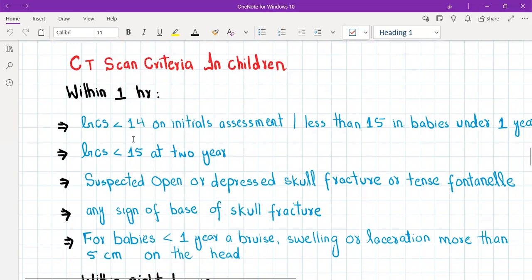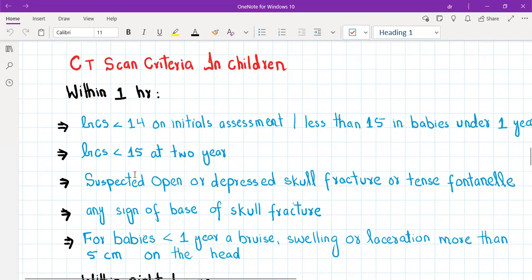In adults, it was less than 13 on initial assessment, but in children, the criteria is more sensitive. It's less than 14 on initial assessment, and even more sensitive if they are babies under 1 year, less than 15 on initial assessment. You have to perform a CT scan within 1 hour. If GCS is less than 15 at 2 hours, this criteria is the same in both adults and children.